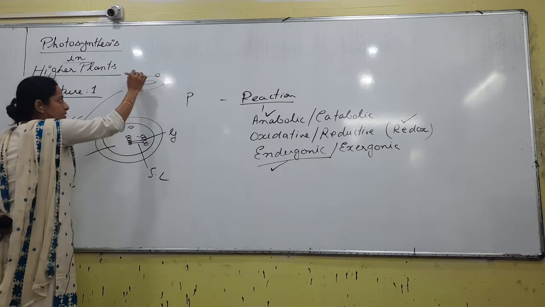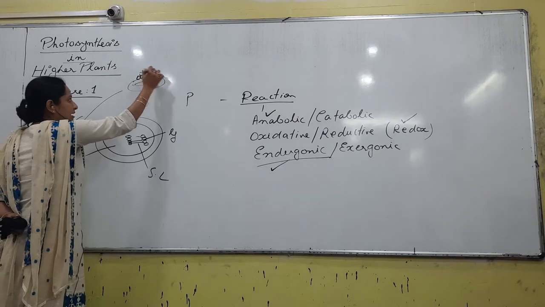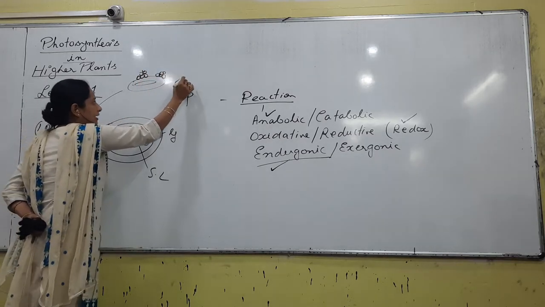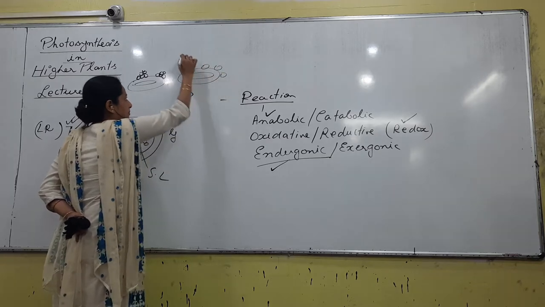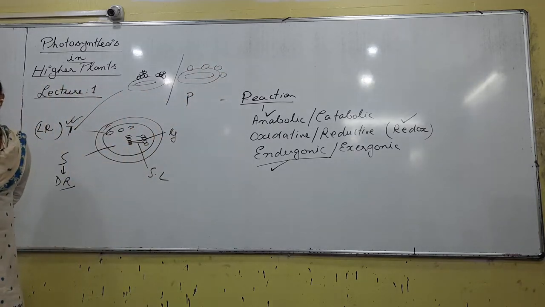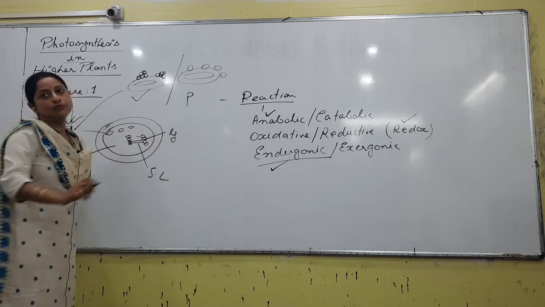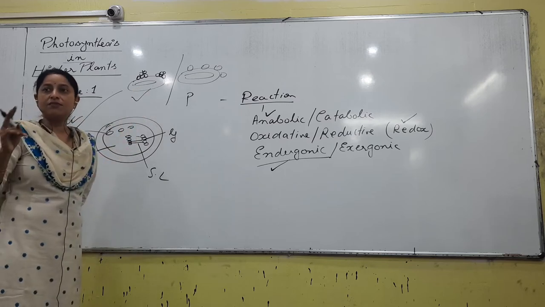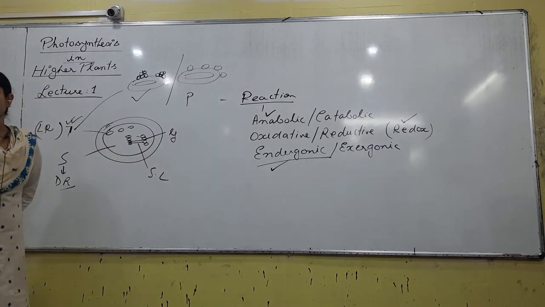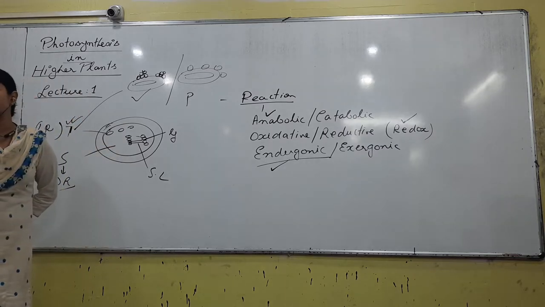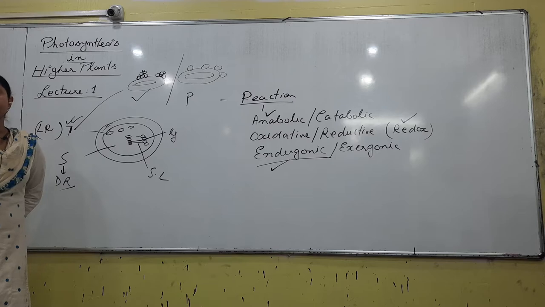Pigments will be there. Will the pigments be in groups or single? It is always in groups. And whenever we talk about groups, we talk about two groups. How many groups are they arranged in? Two groups, right? And what is the name of those groups? We have some specific name for the group. What is the name of that group?